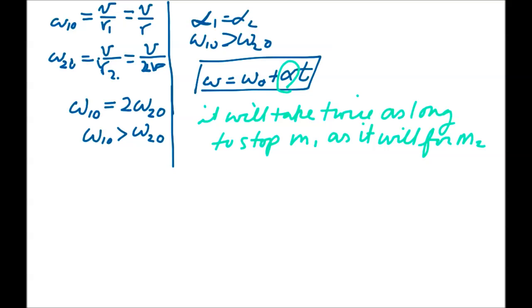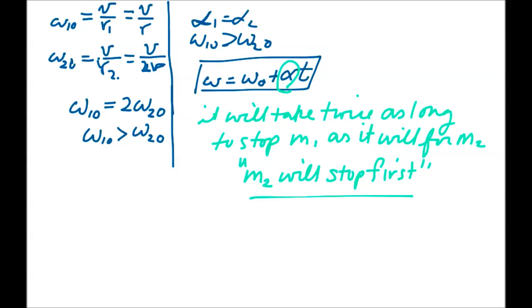So that means m2 will stop first. We have a greater torque on mass 2. However, it turns out to be the same angular acceleration. We have a lesser angular velocity to begin with, hence mass 2 will stop first. And in terms of our options, that would be answer C, I guess, as the best option for an answer.